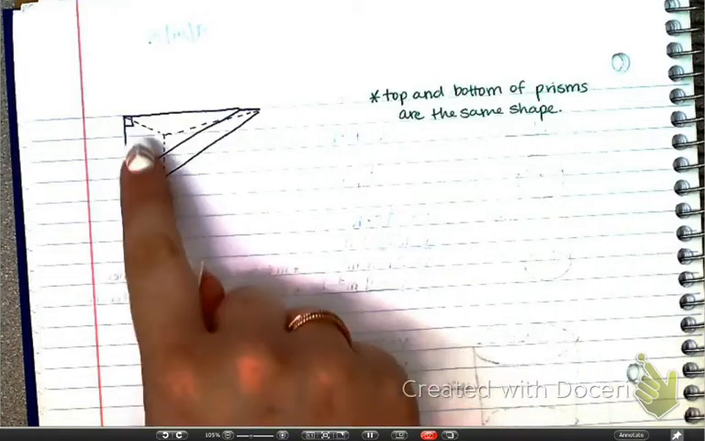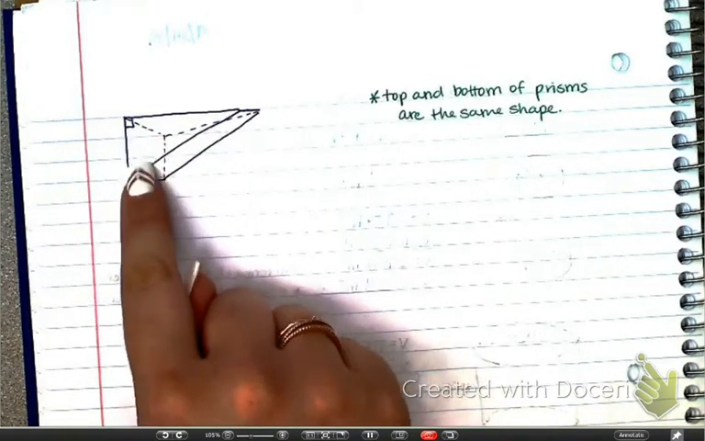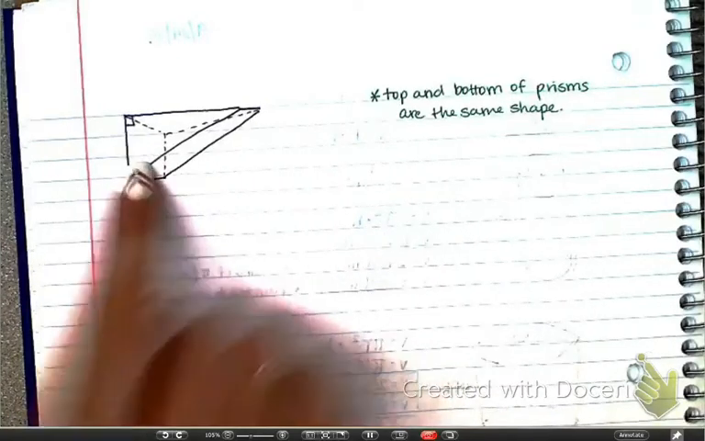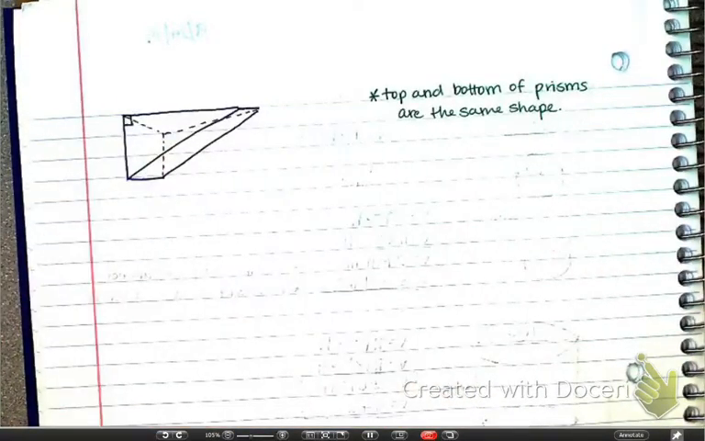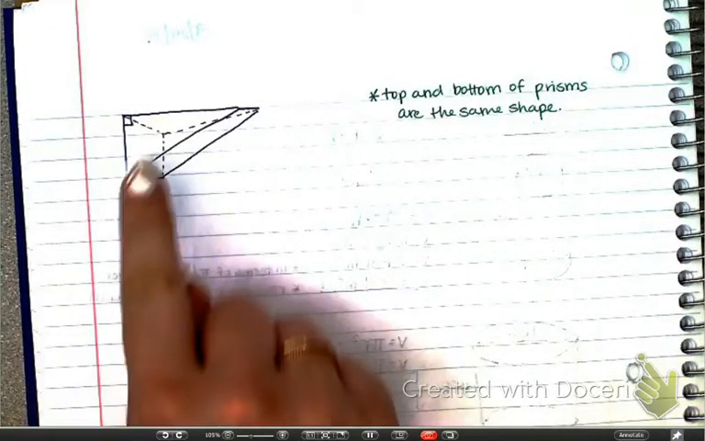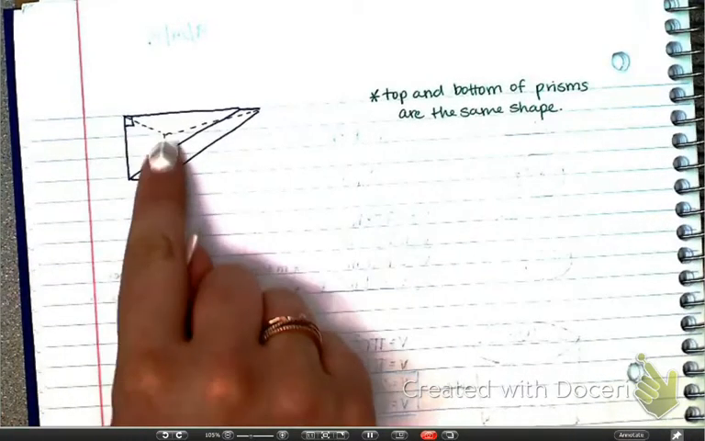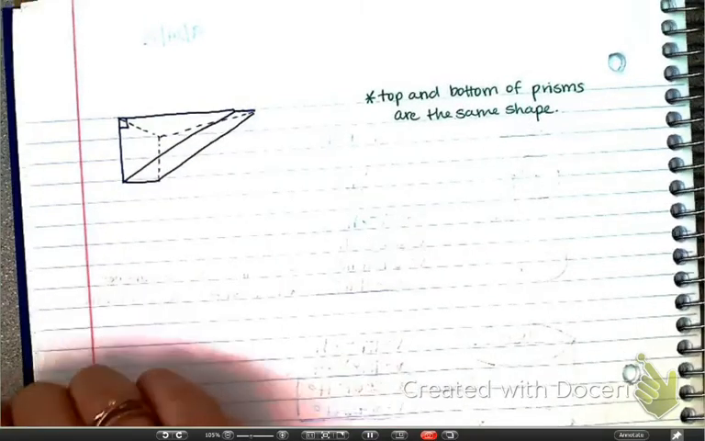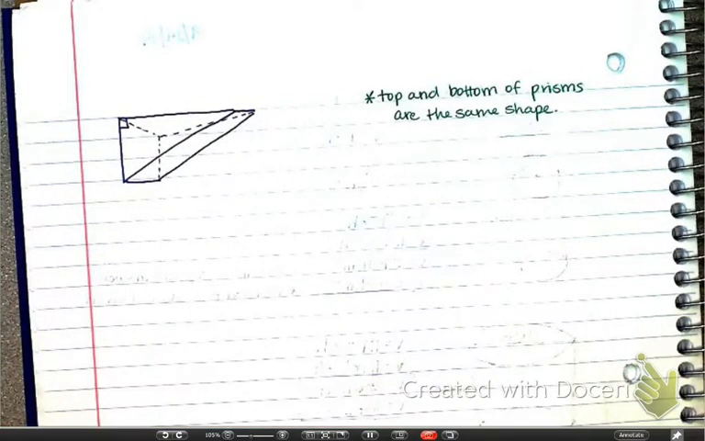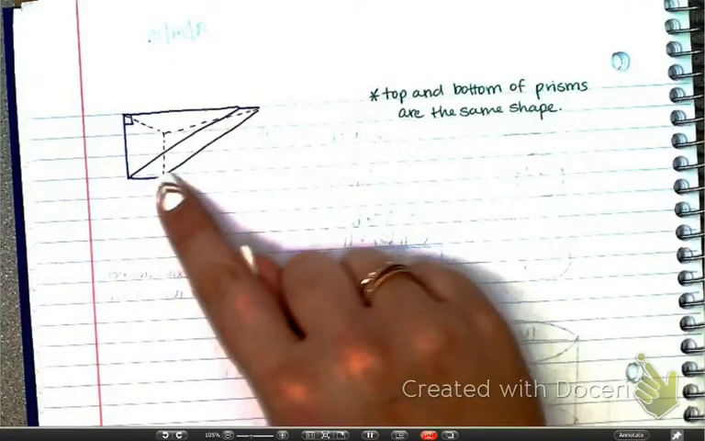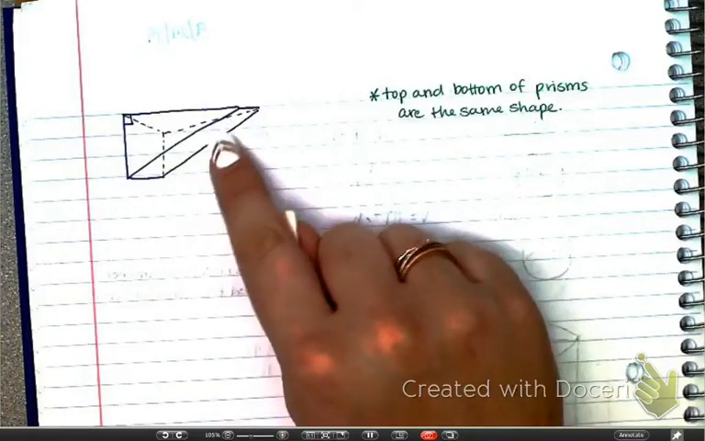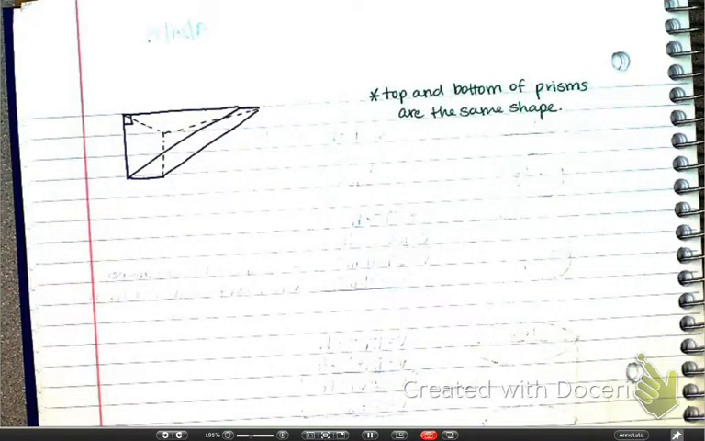Okay. This piece here would be like a rectangle or a square, correct? How many rectangles and squares do you see that are that exact same size? Do you see any other rectangles that are that exact same size? No. Okay, so that can't be the base of your prism. I see a rectangle here, kind of. Do you see one that's exactly that same size?